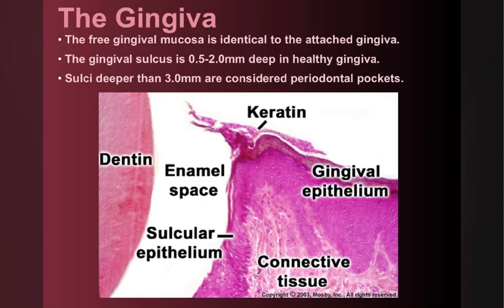When these parts of the periodontium are inflamed for a long time, this will lead to destruction of the junctional epithelium and deepening of the sulcus, and now it's called periodontal pocket.